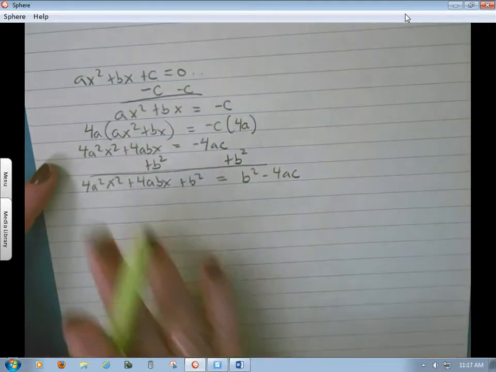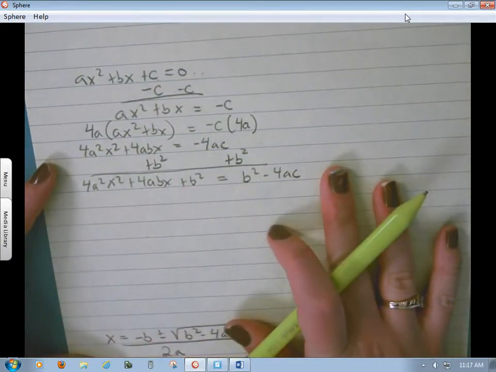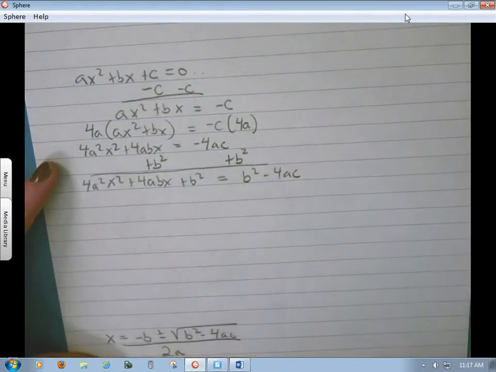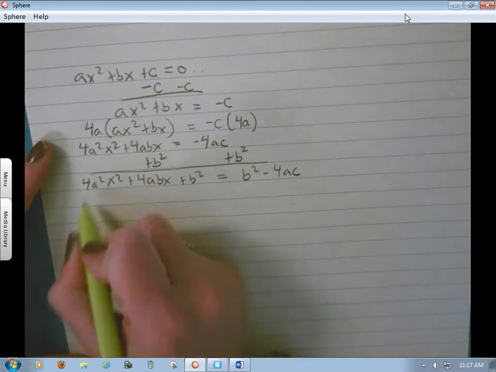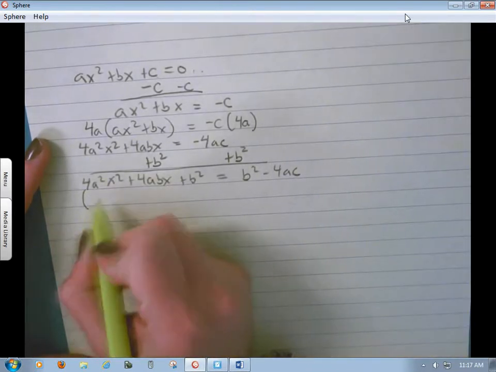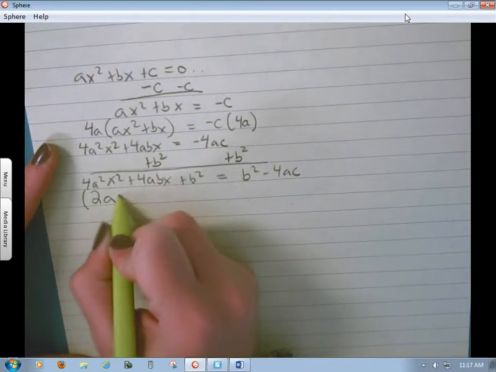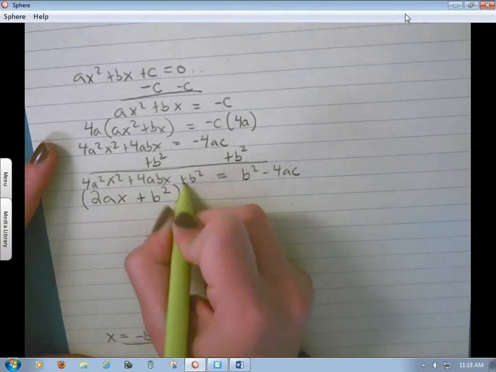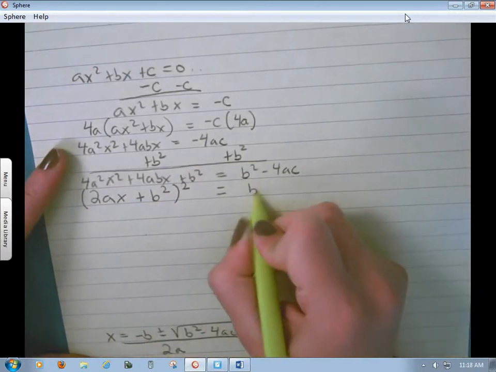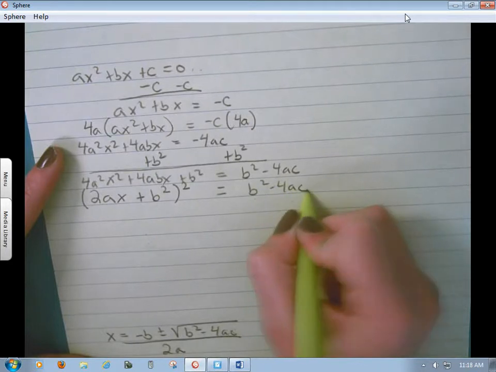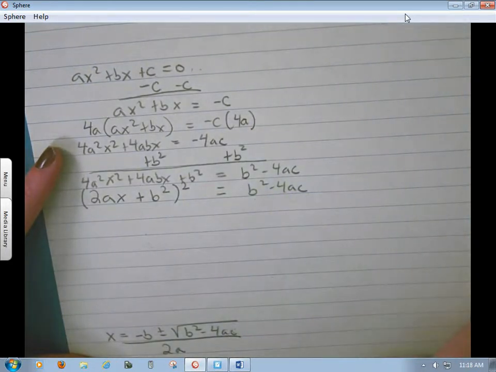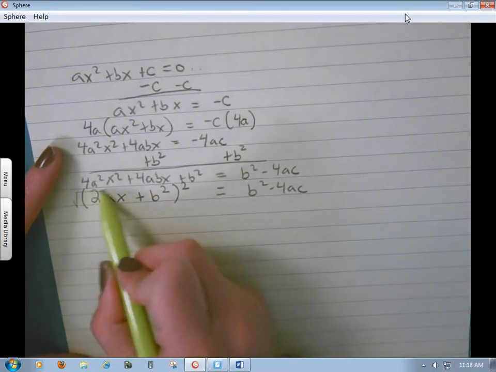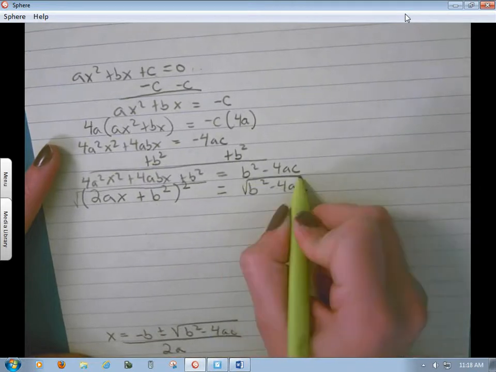So when I look at this, I think, can I simplify it? I look at the trinomial. I realize that it's a perfect square trinomial. So yes, I can simplify it. So I'm going to factor it into (2ax plus b) squared equals b squared minus 4ac. Okay, now I'm going to square root that side and square root this side.